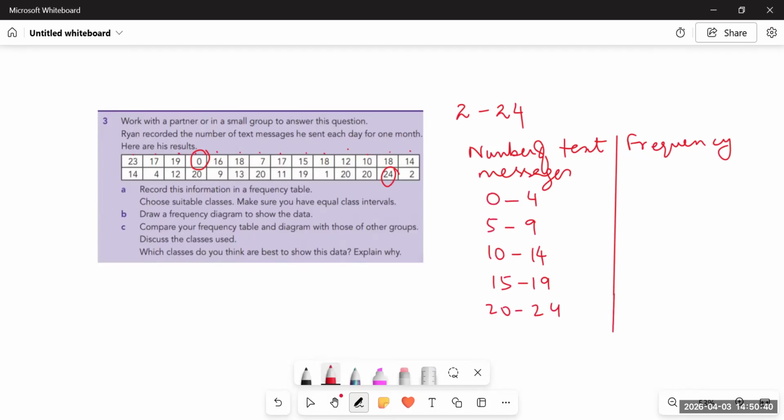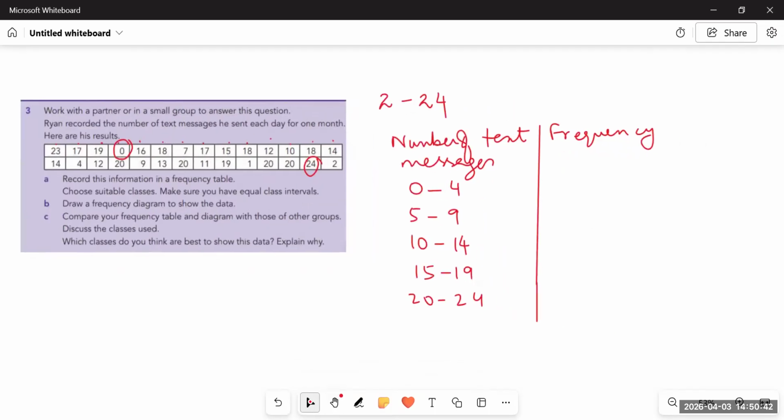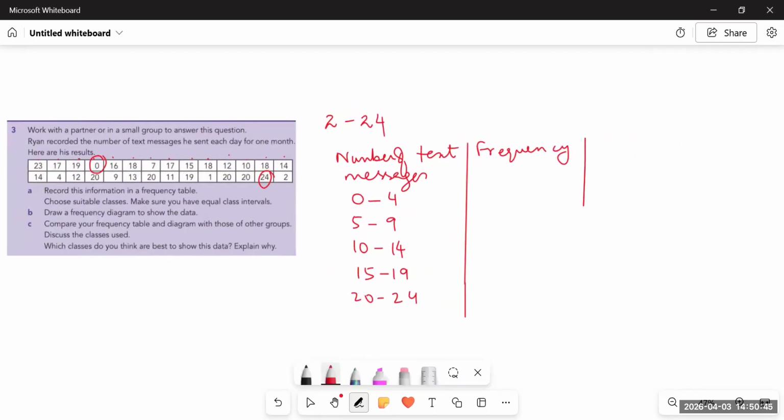Now we will have to find the frequency. For this, we can make the tally chart. Tally chart helps us in counting. So let us make it over here. Now 23 comes over here. 17 comes here. 19 again comes here. 0 comes here in the first one. 16 and 18 both come here. 7 comes here in the second column. 17 and 15, 17, 15, 18, all three come here. So 1, 2, 3, like that.